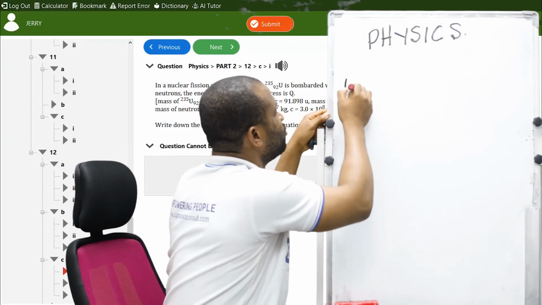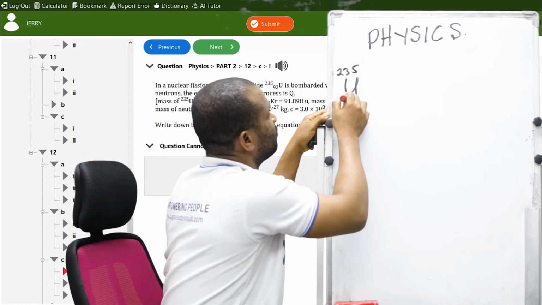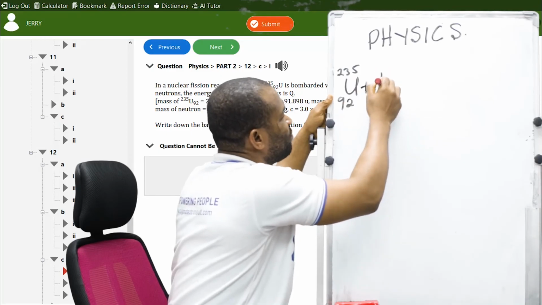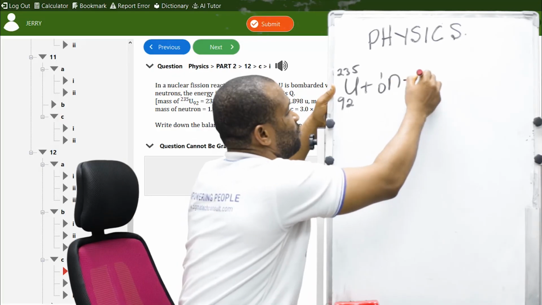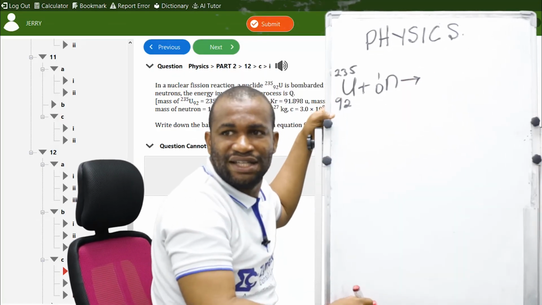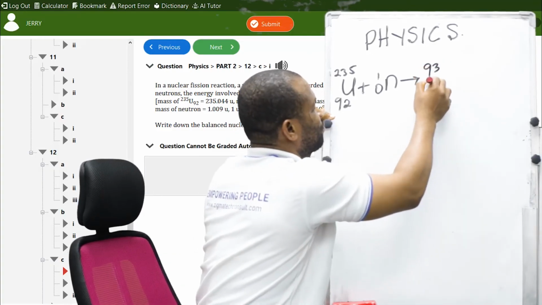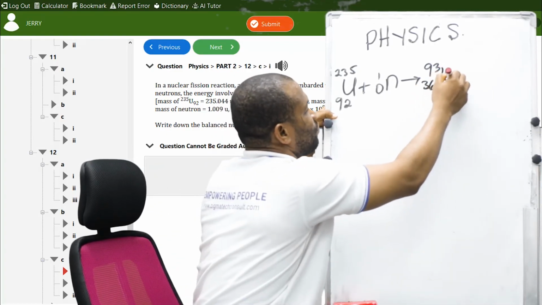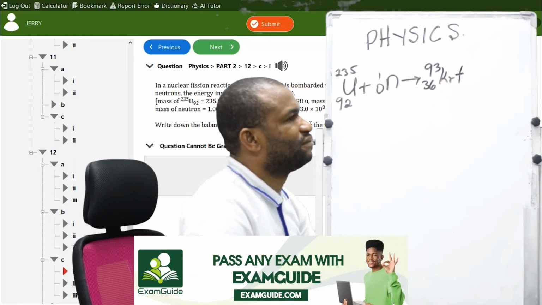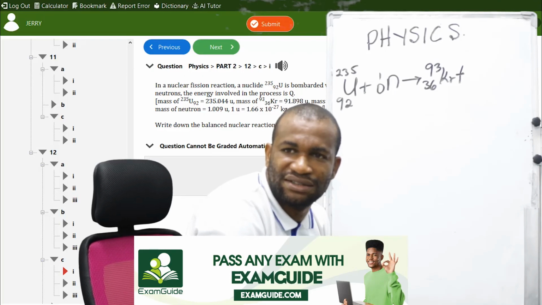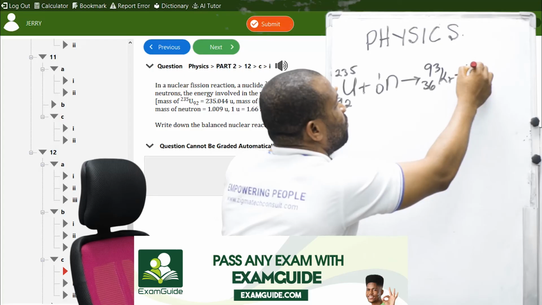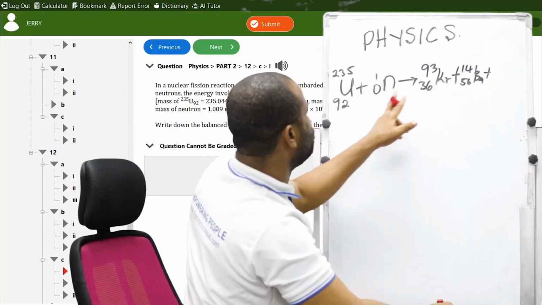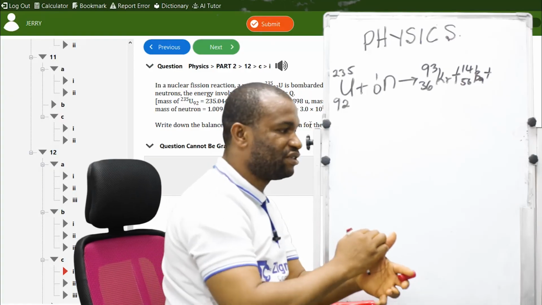All right, the equation should be uranium 235, 92, plus a neutron, 1, 0, must be equal to the first one there, krypton 92, 36, plus, they mentioned additional, okay, plus barium 141, 56 Ba, plus, it depends on the number of neutrons I'm going to put, because they say additional, of course, and this is fission.